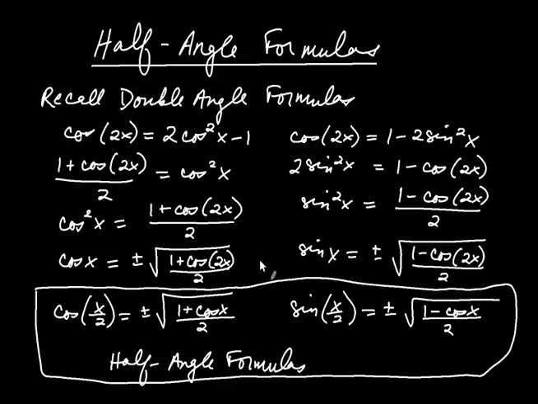So when you use any of these four right here, these are called half angle formulas, but if you use these two, these are called power reducing formulas, because you go from something squared to just something to the first power. Okay, let's see how to use these. Some examples.